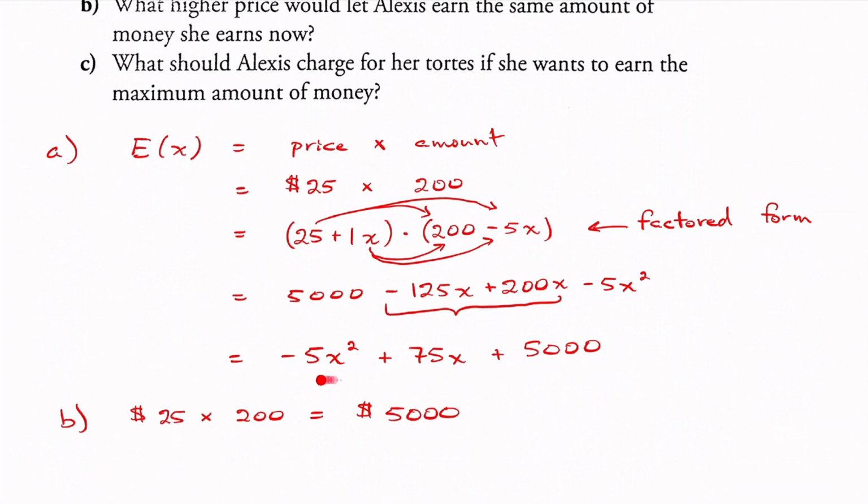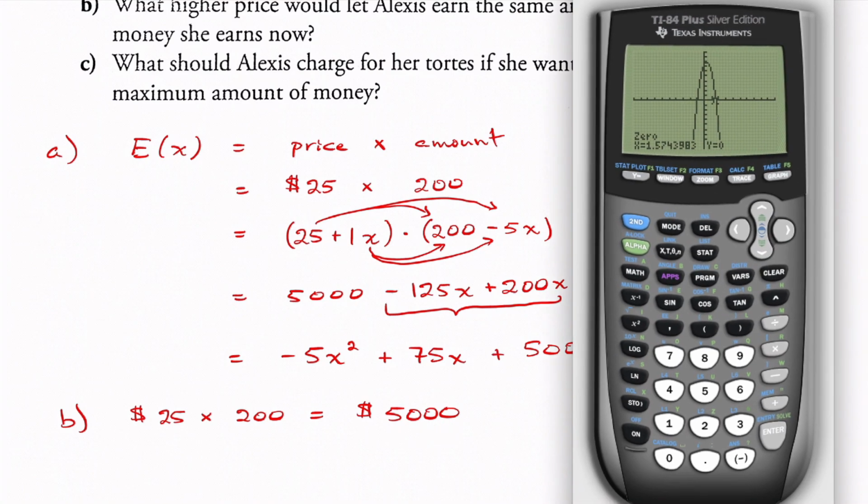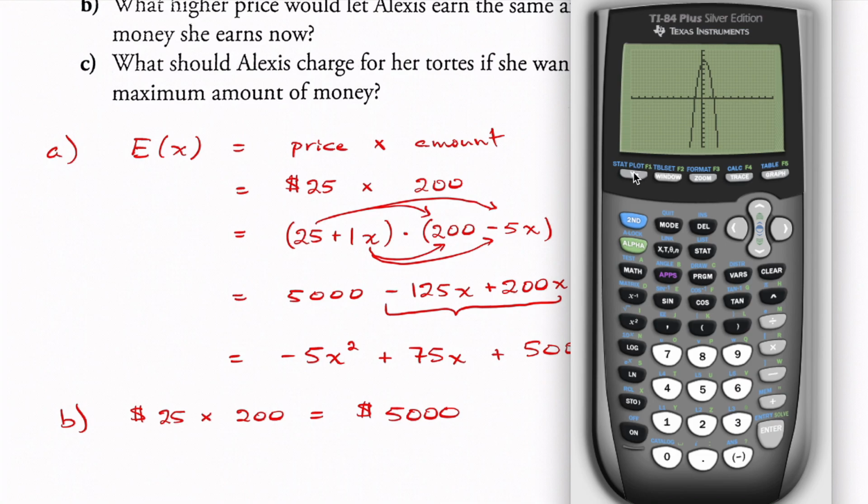So let's graph this into our calculator, and we want to get a height of 5,000. So go into our calculator and go to y equals, and then we'll clear the last function that we had, and then we're going to put in this one that we just had right here.